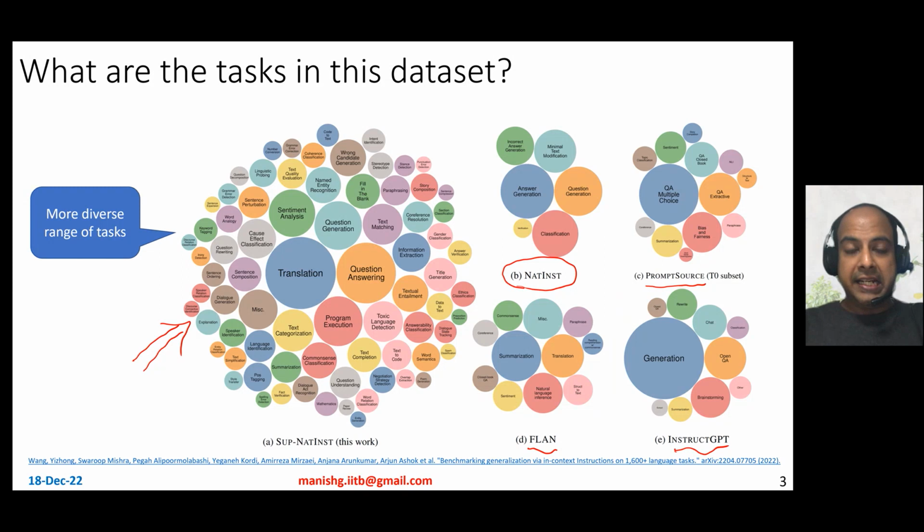The size of the bubble here indicates how many tasks belong to that particular category. So lots of translation related things, question answering, program execution, text categorization, sentiment analysis, question generation, common sense classification, text completion. So many interesting diverse NLP tasks are a part of this data set.